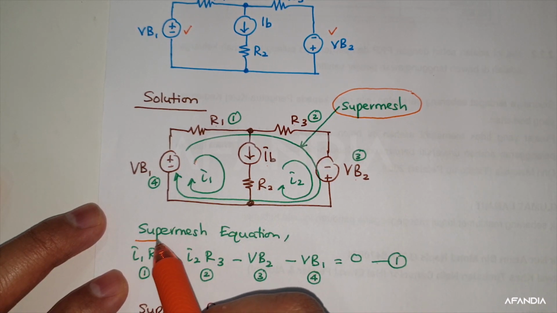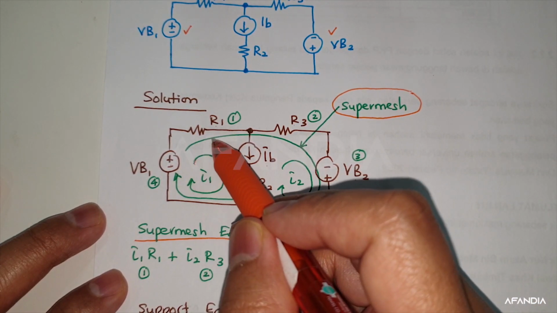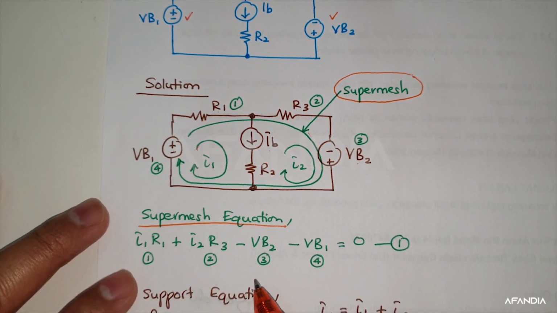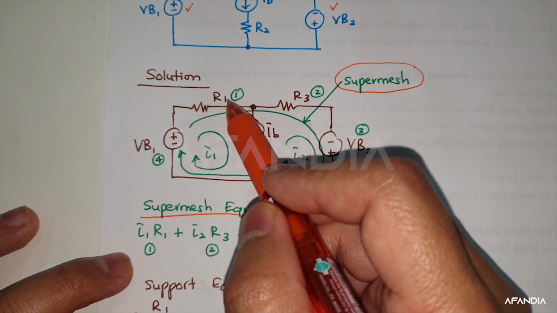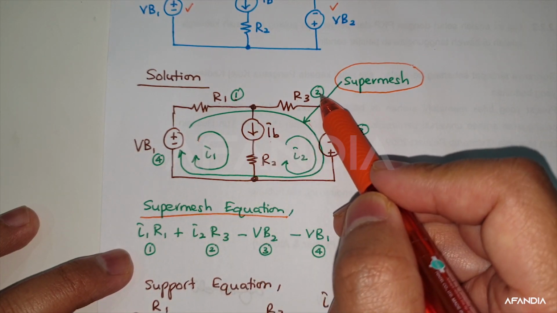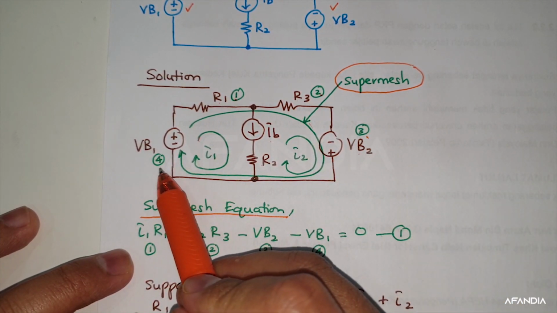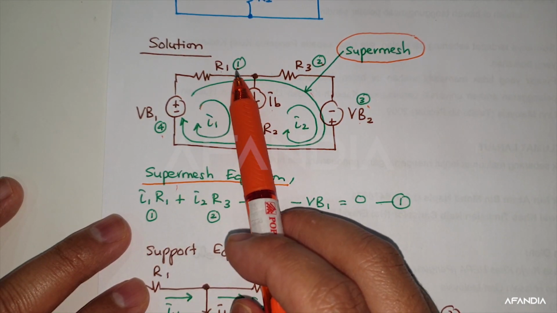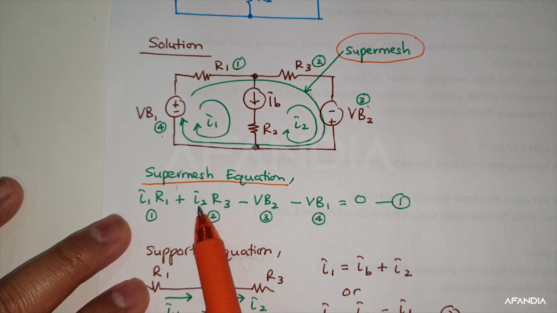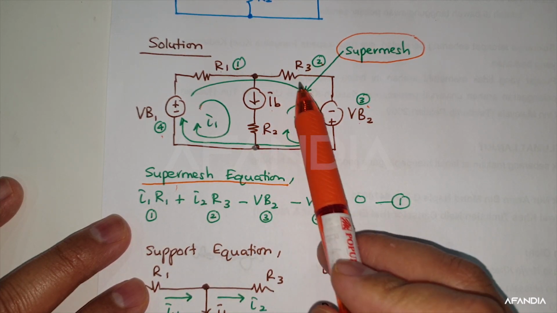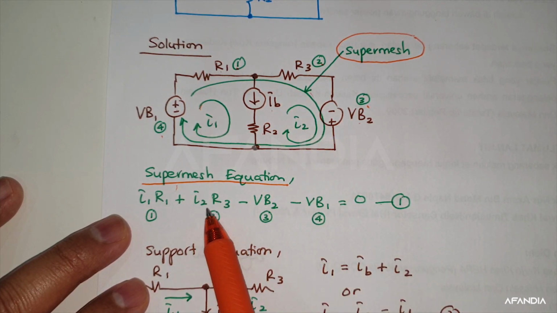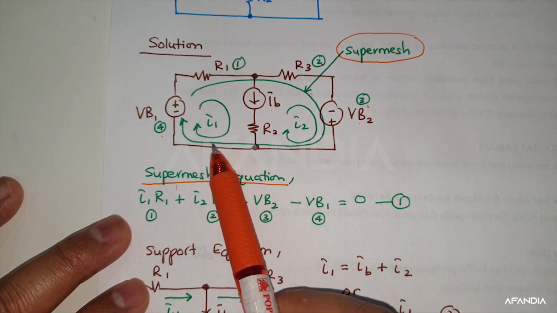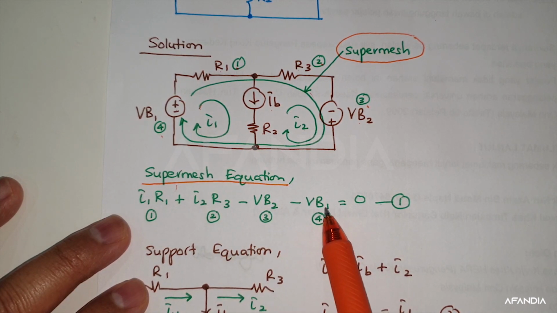Now what is the supermesh equation? The supermesh equation is the whole equation throughout this direction. We can see we have one term, second term, third, as well as fourth. That's why our supermesh equation begins from number 1, I1 R1 plus, here, what are the currents flowing? Only I2, that's why I2 R3 minus VB2, and then it flows through here, and then minus VB1.